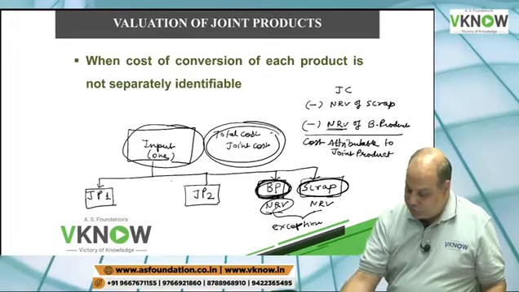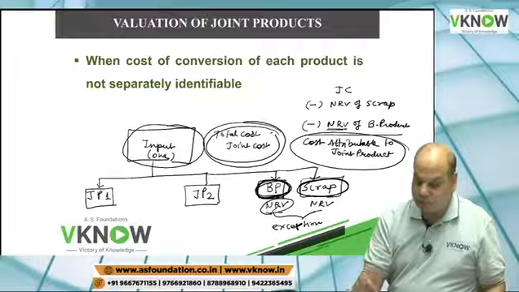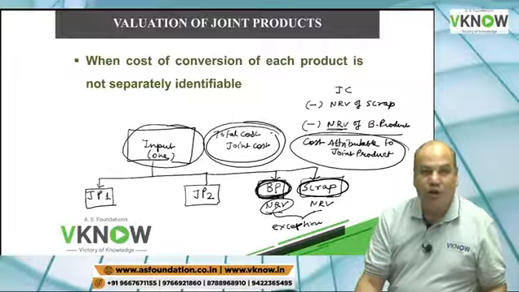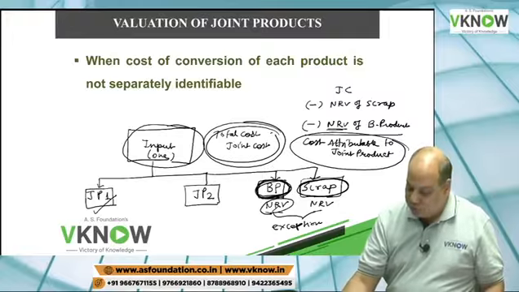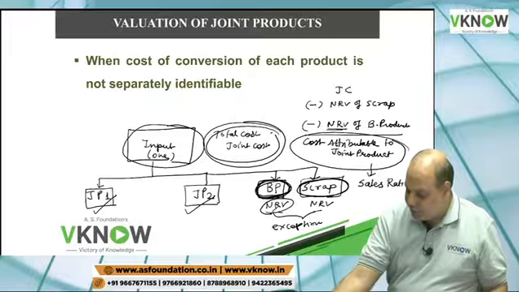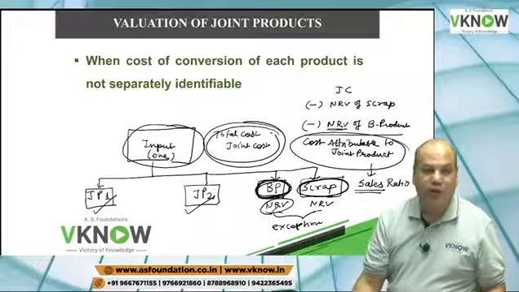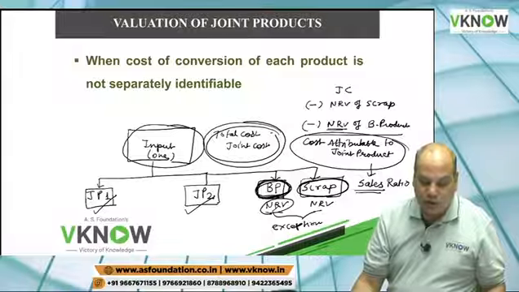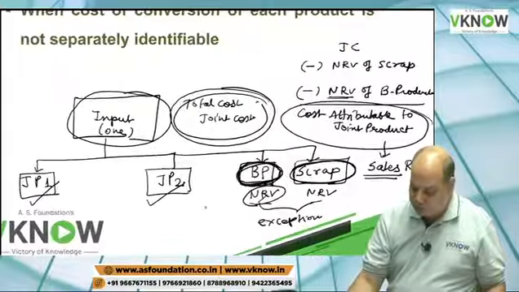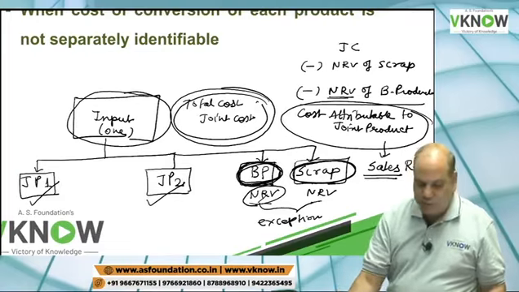Now this cost needs to be allocated over joint products. In which ratio? The standard says sales ratio. The standard says you will allocate in the ratio of relative sales value. Okay. So this is about joint cost and byproduct.